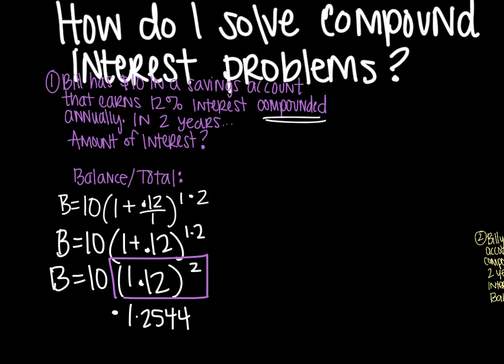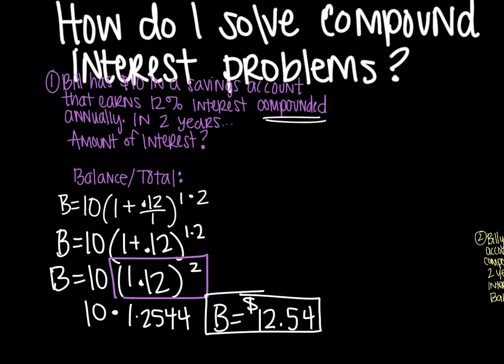1.2544, and then you have to take that and multiply it by 10, which will give you a balance, and I'm kind of running out of space here. We're talking about money, so in your calculator it says 12.544, but we need to round to dollars and cents. Then I have to go back, now that I found my balance, to answer the interest question. I have to take my balance of $12.54 and subtract what I originally had, which was the $10. That means my interest was $2.54.